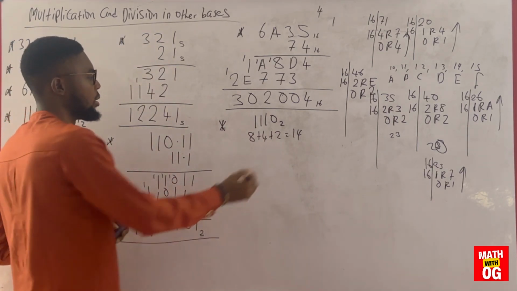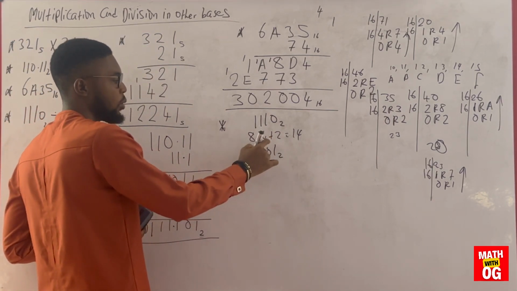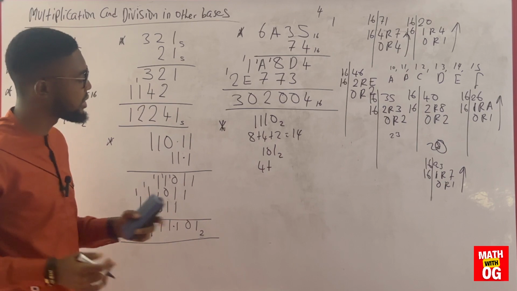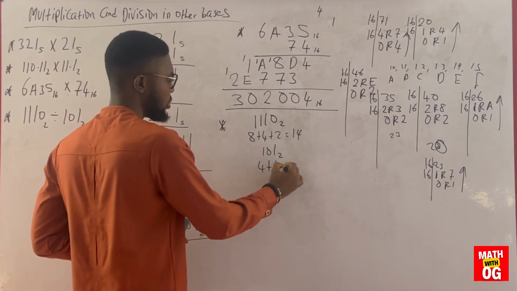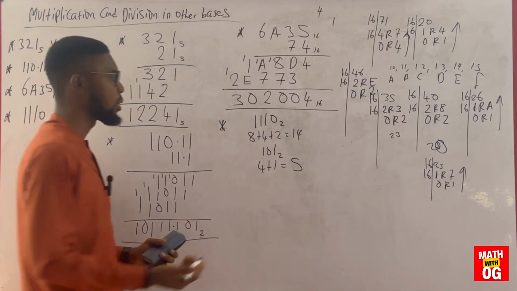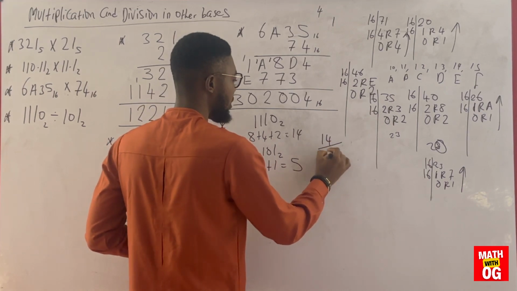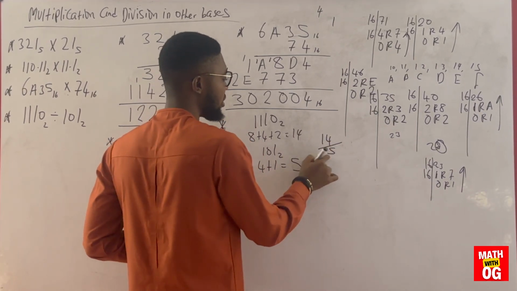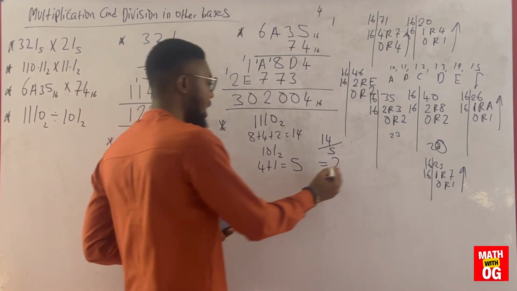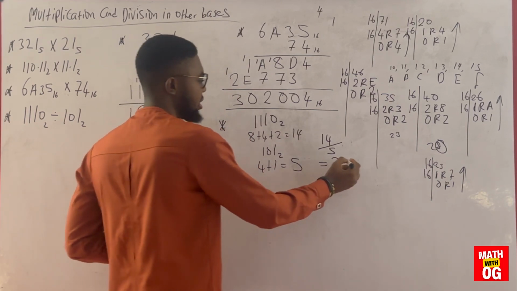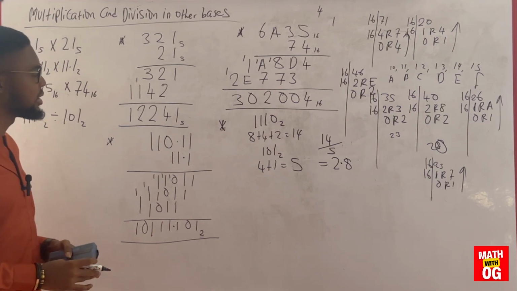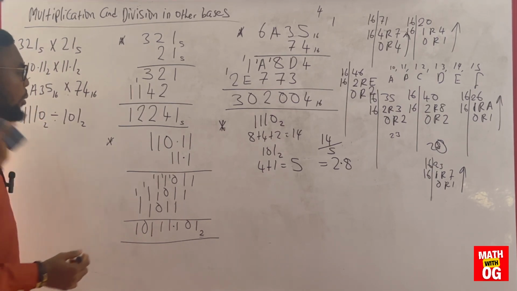Then we have 101. 101 in base 2. 0, 1, 2. 2 raised to the power of 2 is 4. 0 times 2 raised to the power of 1 is 0. Then 2 raised to the power of 0 is 1. So this should give us 5. So we have 14 in base 10 and 5 in base 10. Now we can go on and do 14 over 5. 5 into 14 can go twice with a remainder of 4. Put a point and add 0. Now 5 into 40 is 8. So this is 2.8. So I think now we have to convert 2.8 to a number in base 2. And that will be our final answer.